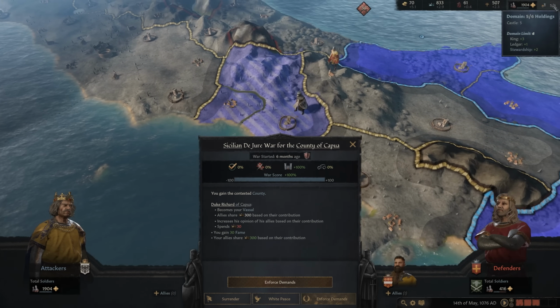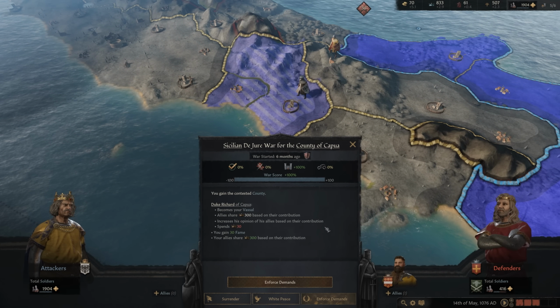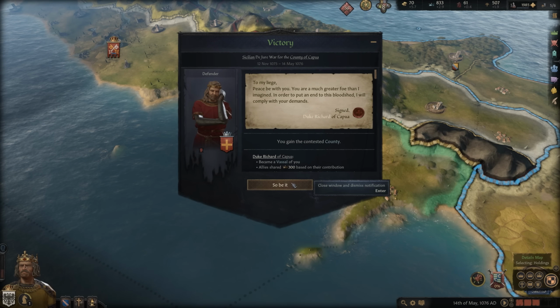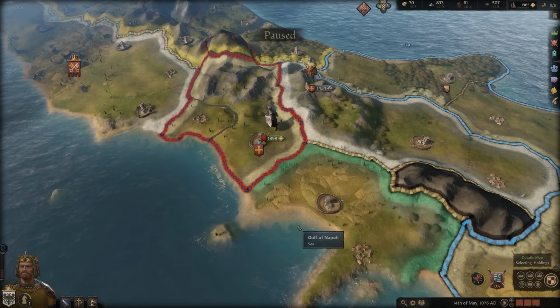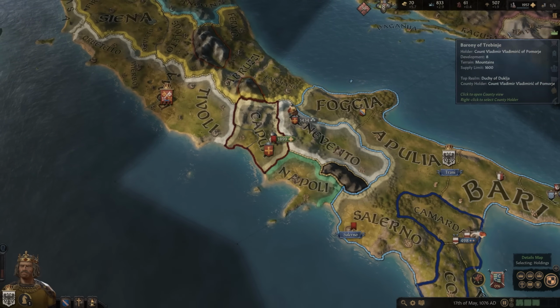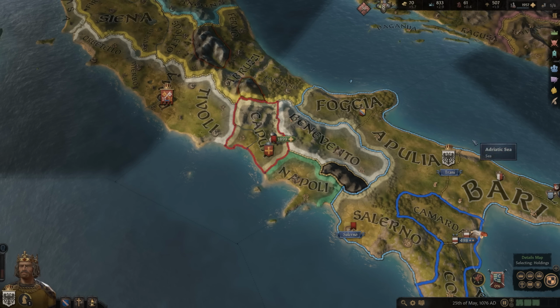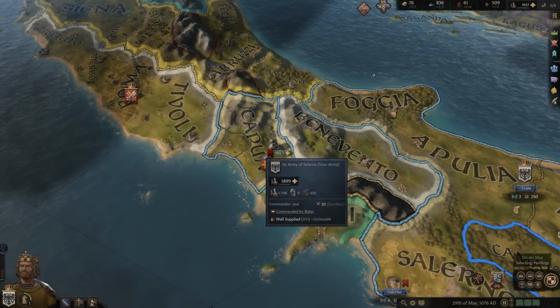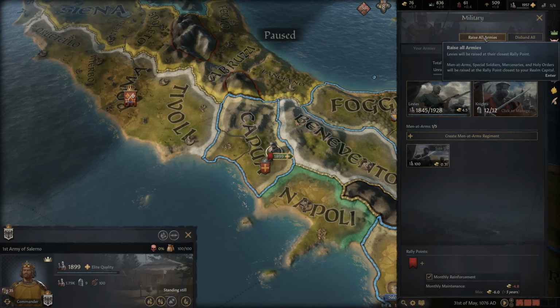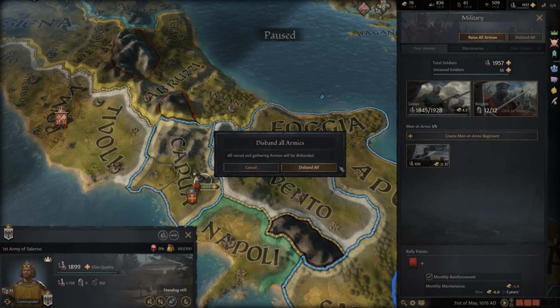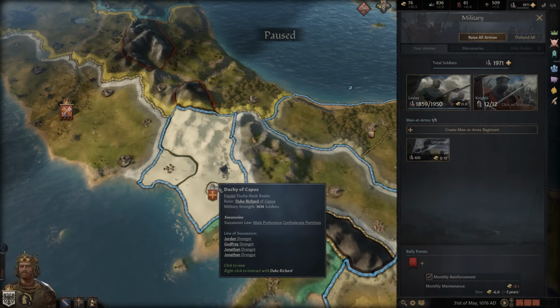Look in the upper right corner here. Still 5 of 6 domain holdings. Enforce. So be it. I'm going to unpause this. So he is now my vassal. Domain holdings stay at 5 of 6. And we are good to go. I think my military is just not... Disband all, please. And that is now part of my territory.